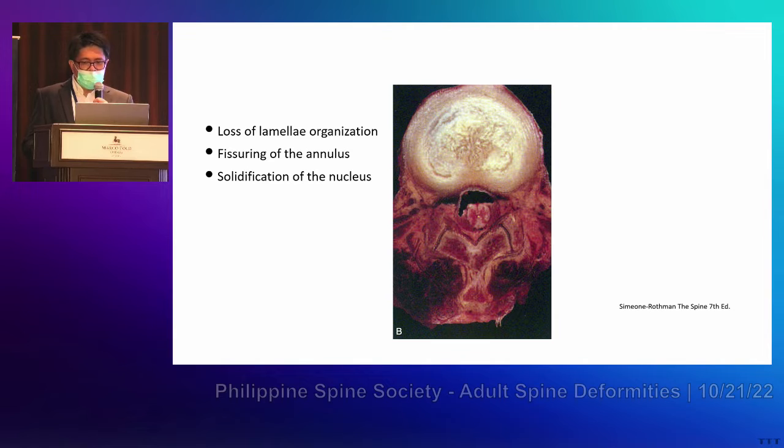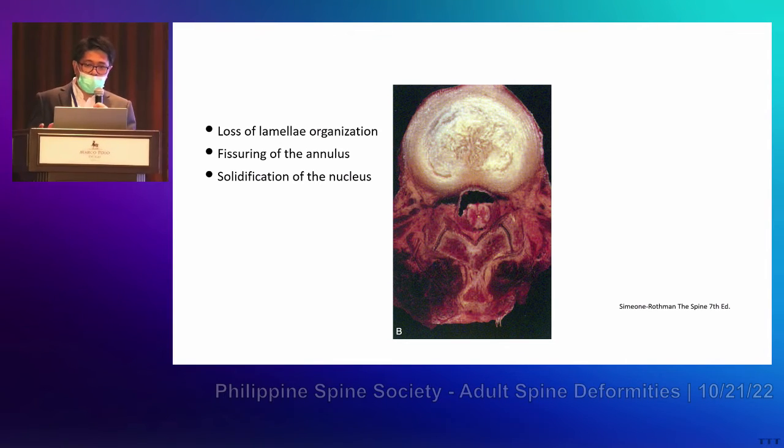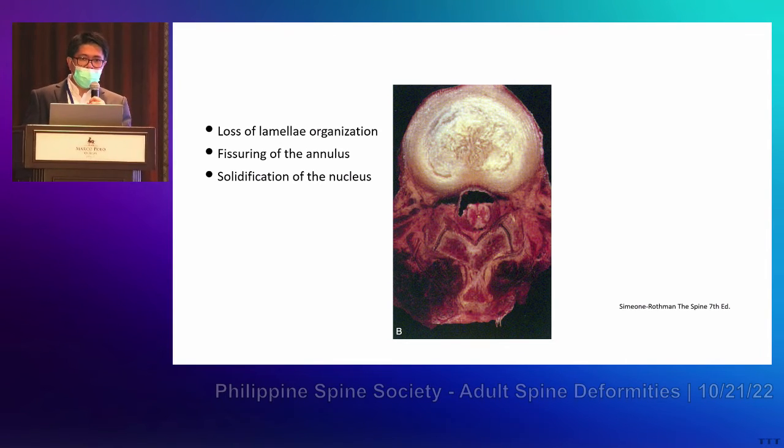Disc degeneration starts in the nucleus pulposus. The initiating event is the degradation of aggregating proteoglycans, specifically the aggrecan. Loss of this proteoglycan leads to disc desiccation and decreased swelling pressure. This eventually leads to the loss of disc height, which will lead to structural changes and alteration of the biomechanical properties of the disc.